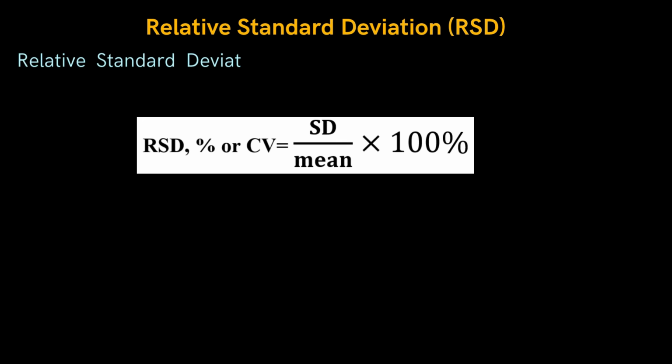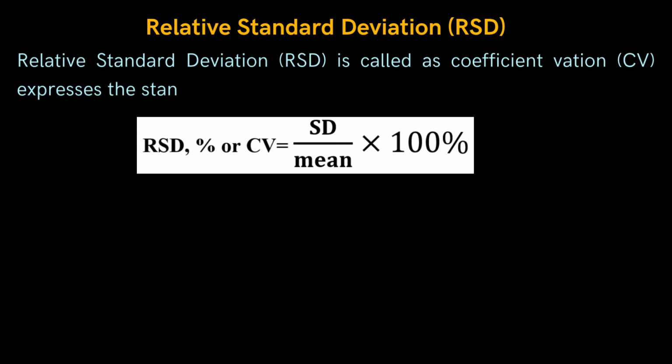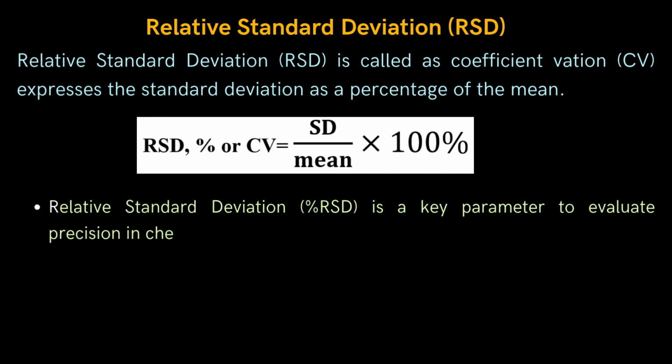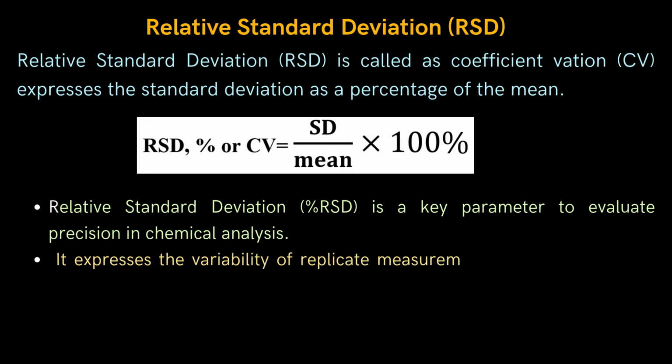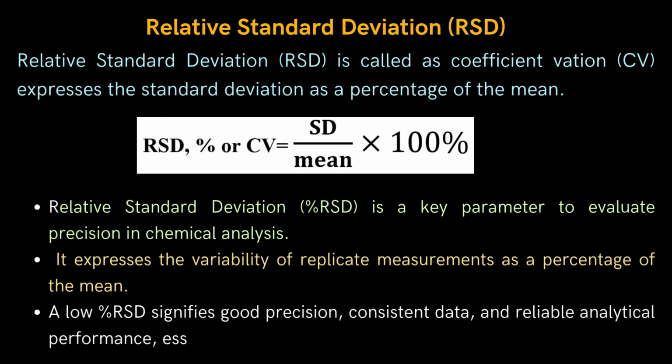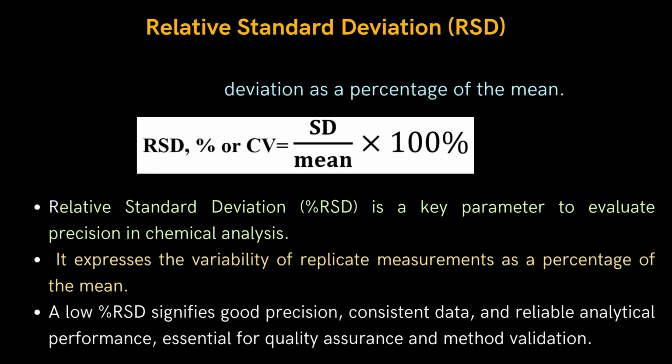Similarly, relative standard deviation or coefficient of variation is determined, which is equal to SD divided by mean value multiplied by 100%. The relative standard deviation percentage, RSD, is a key parameter to evaluate precision in chemical analysis. It expresses the variability of replicate measurements as a percentage of the mean. A low RSD percentage signifies good precision, consistent data, and reliable analytical performance, essential for quality assurance and method validation.